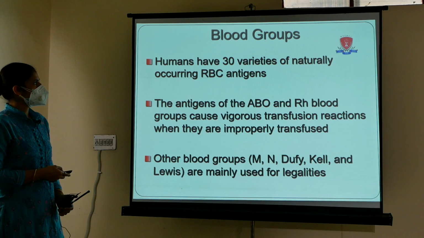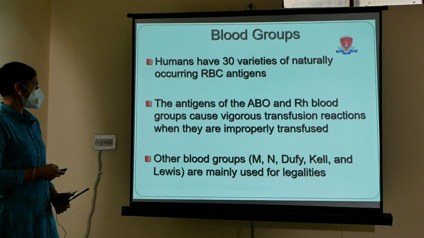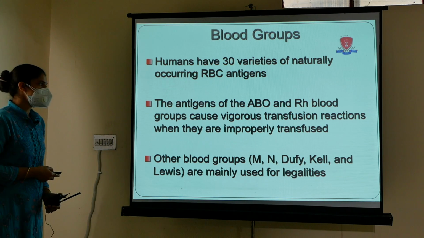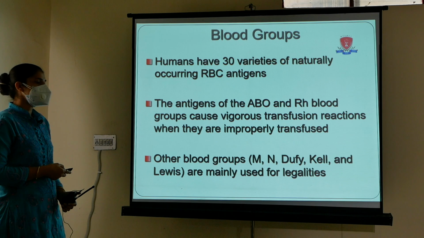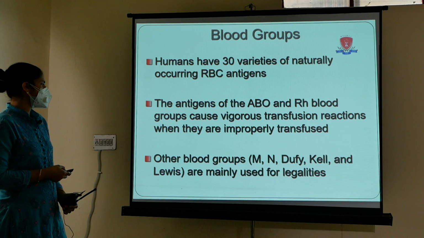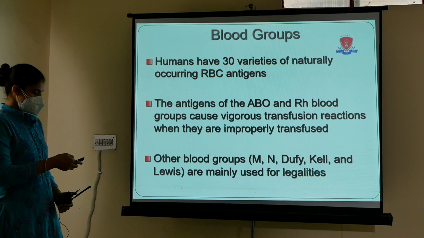Human beings have 30 varieties of naturally occurring RBC antigens, and the antigens of the ABO and Rh blood groups cause vigorous transfusion reactions when they are improperly transfused. Other blood groups, such as MN, Duffy, Kell and Lewis, are mainly used for legal purposes.